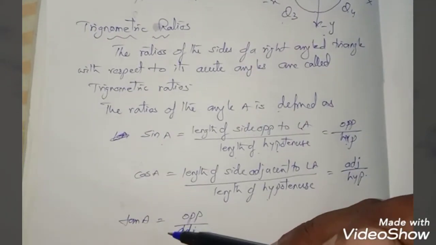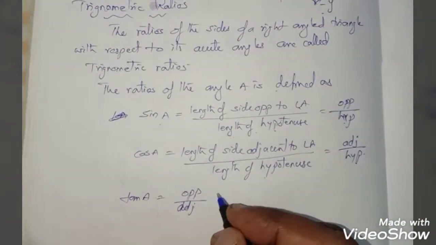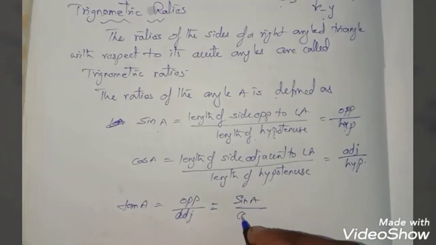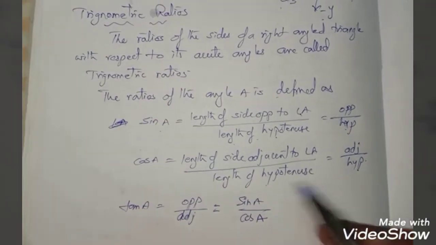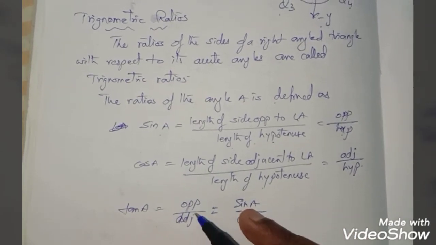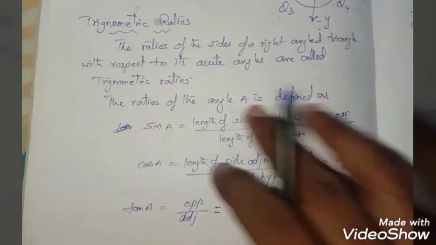Now coming to the value of tan A. Tan A is nothing but opposite by adjacent, or else we can write it as sin A divided by cos A. So tan A is sin A by cos A, which is also opposite by adjacent.